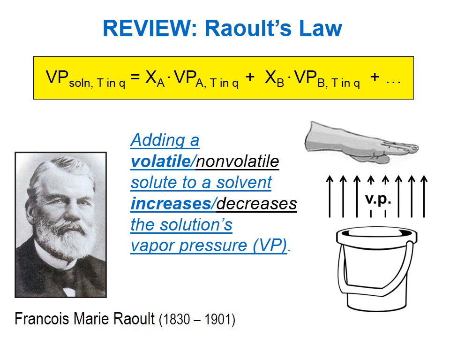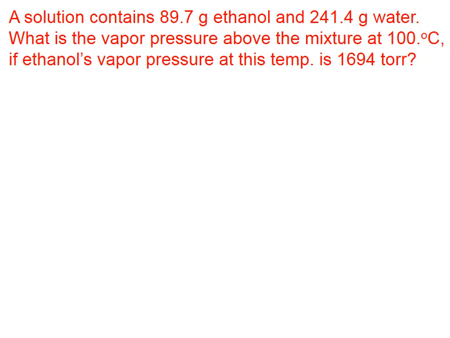Let's try one more example problem. A solution contains 89.7 grams of ethanol and 241.4 grams of water. What is the vapor pressure above the mixture at 100 degrees Celsius if ethanol's vapor pressure at this temperature is 1,694 torr? Firstly, we know that ethanol has this chemical formula, eth meaning two carbons, and the ol suffix indicating that this has a hydroxyl group, that is an alcohol.